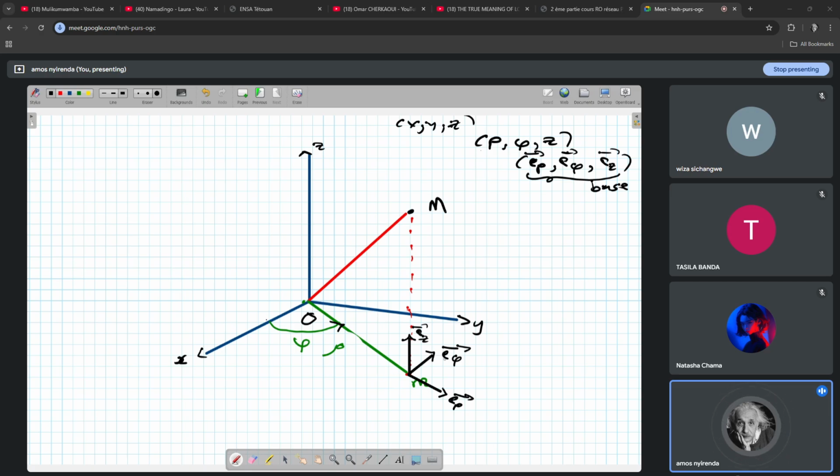And then e_phi is in the increasing direction of this angle phi. The angle phi increases in this direction. Okay, it increases in this direction. So e_phi is going to point in the same direction.